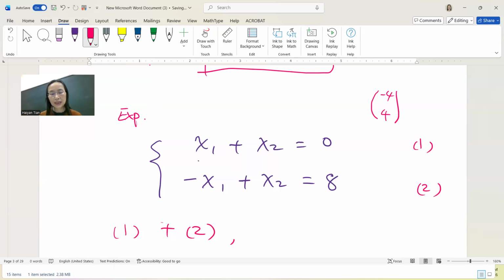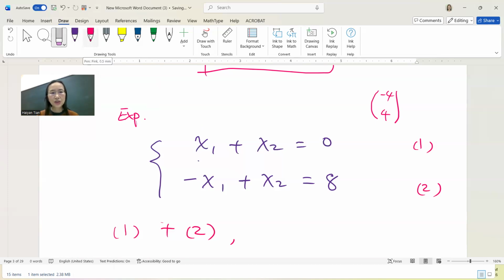So you substitute the -4 into X1, +4 to replace X2, and then you immediately get 0. Okay, that means the first equation is true.